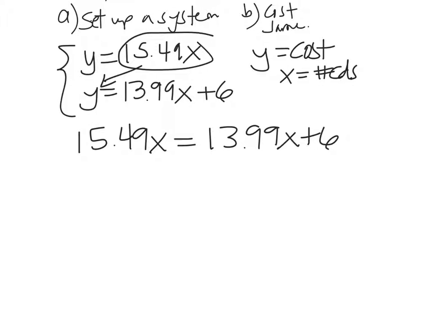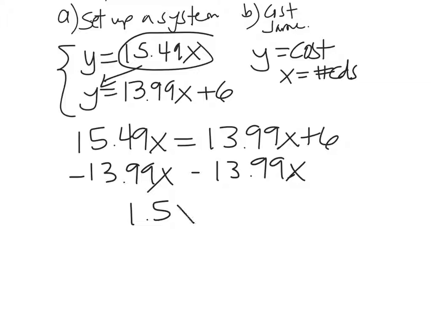So now subtract 13.99x from both sides. And we get 1.5x equals 6. Divide by 1.5 and x equals 4.